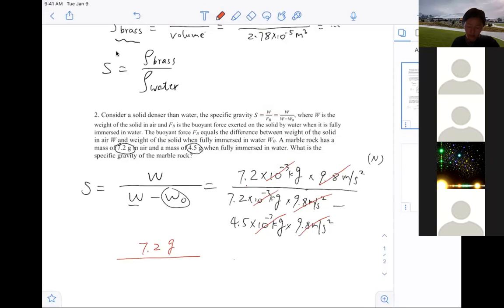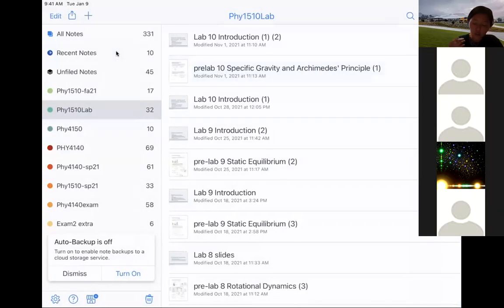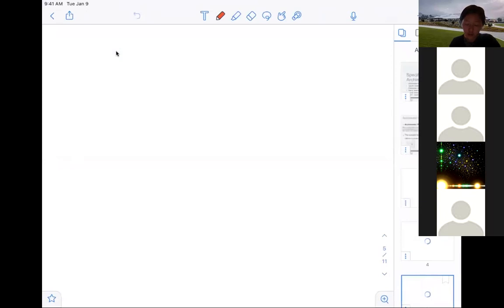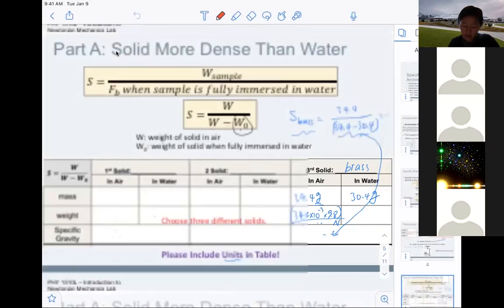So the mass in air minus mass in water. So this is your specific gravity. It's really just 7.2 divided by 7.2 minus 4.5. So when you do the calculation, you can just do this. You don't have to calculate all of that. That's a shortcut, but you need to know why this is okay, because all the units and g cancel out so that you can use your mass directly.